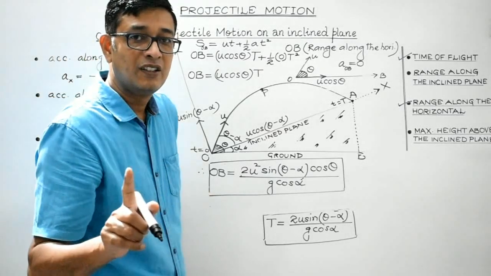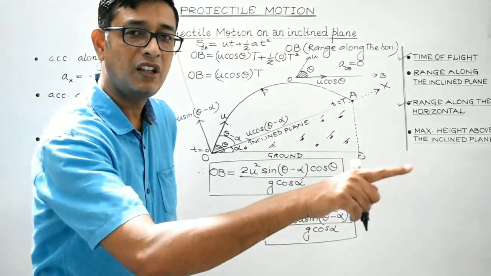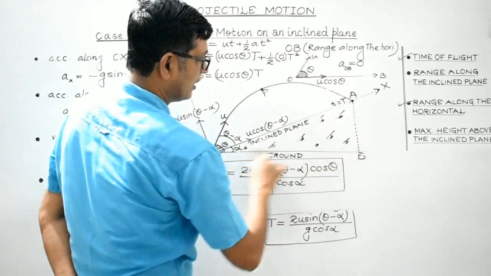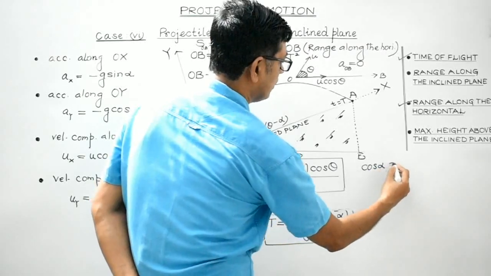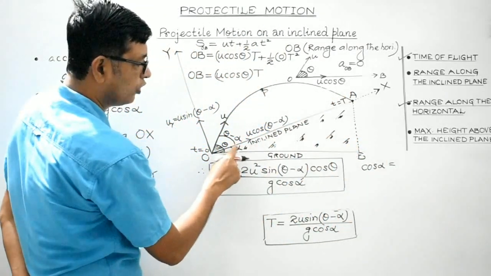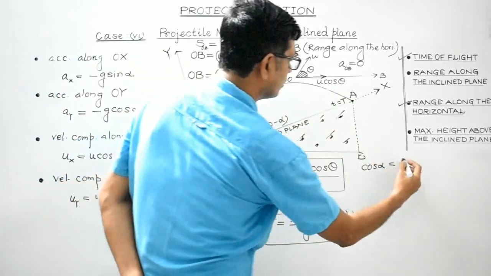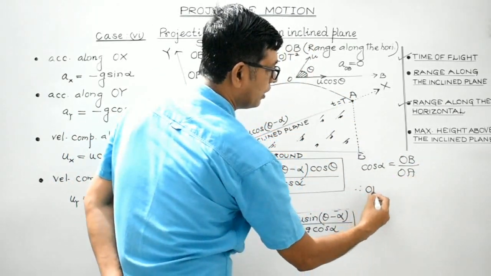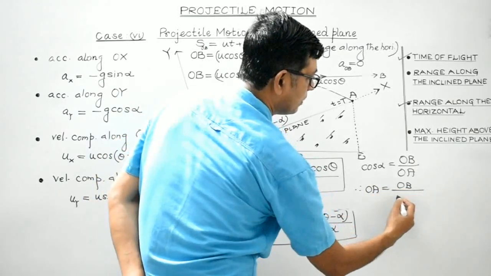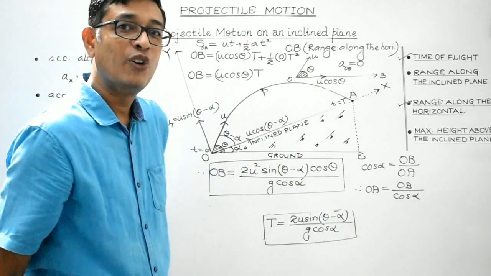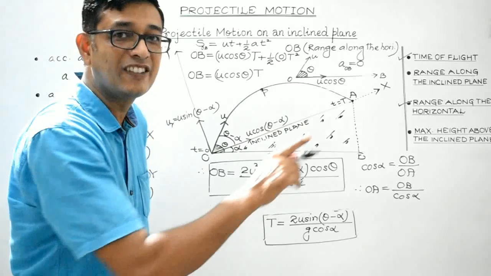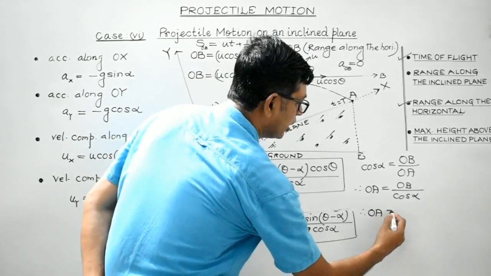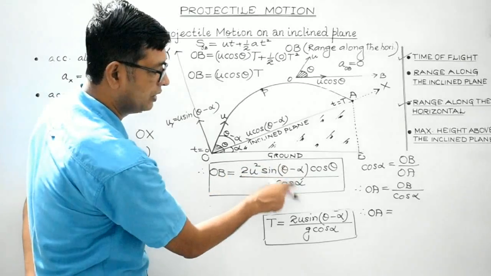Now students, once we have got the expression for the range along the horizontal, we can easily find out the range along the inclined plane just by making use of common sense. It's a right angle triangle, isn't it? So what we can do is consider cos alpha. This is the right angle triangle which is subtending angle alpha over here. So cos alpha should be equal to base over hypotenuse. It is OB divided by OA. Therefore, OA is equal to OB divided by cos alpha. What is OA? OA is the range of the projectile along the inclined plane. Clear, students? So OA will be equal to OB divided by cos alpha. Simply substitute this value of OB.